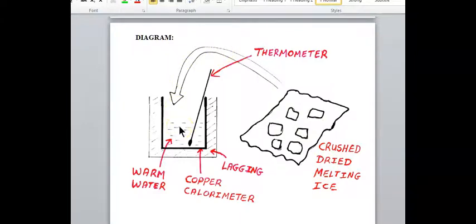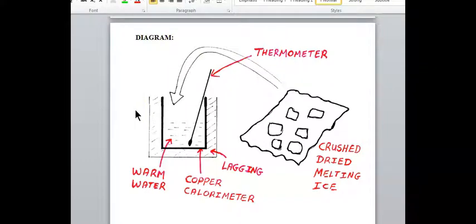Now an energy transaction takes place, and in this energy transaction, the ice gains energy from the warm water. And we say the energy gained by the ice will equal the energy lost by the water plus the energy lost by the calorimeter. And from this equation, we can work out the specific latent heat of fusion of ice. We assume that the surroundings do not gain energy. There is no energy lost to the surroundings.